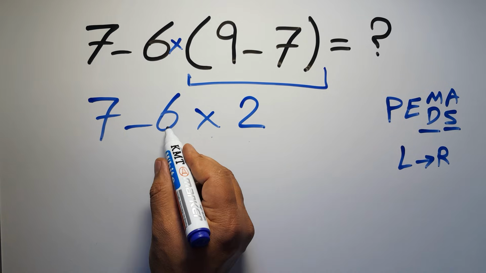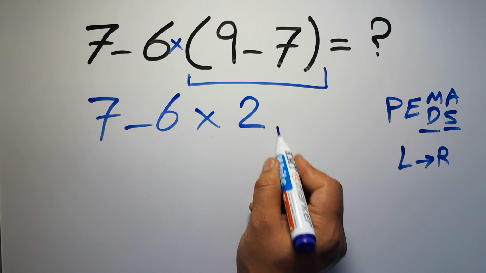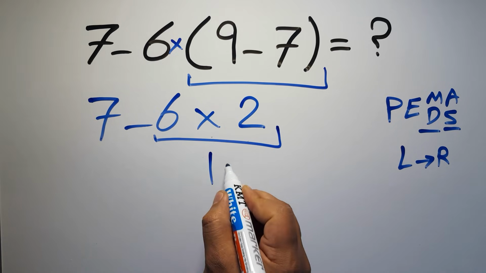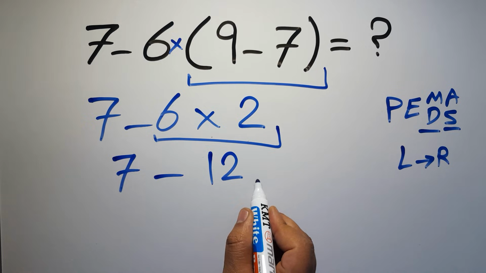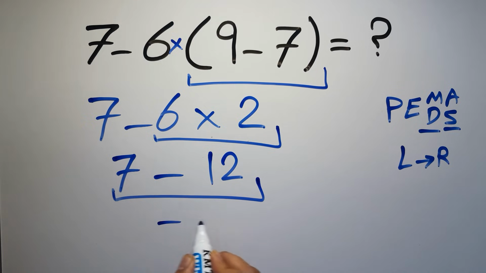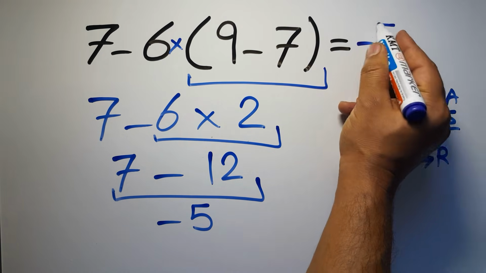So here first we have to do 6 times 2, which equals 12. So 7 minus 12, which equals negative 5. And this is our final answer to this problem. The correct answer is negative 5.